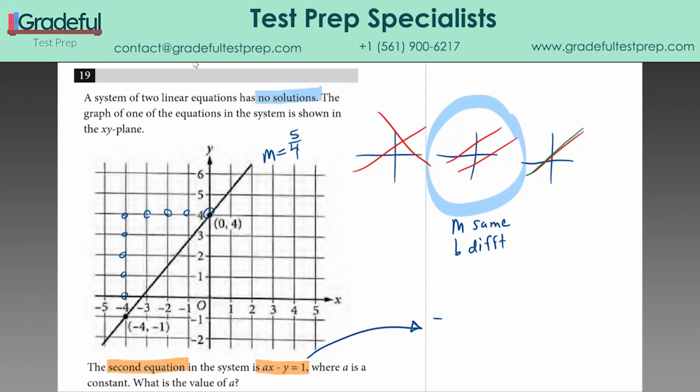So let's just go ahead and take away ax from both sides, and it would be negative ax plus 1. Now the instinct is to put the x before the number because we're talking about the format y equals mx plus b, so you want the x first. Divide them both by negative 1 and you'll get y equals positive ax minus 1. Now if the slope is 5 over 4 because it has to be parallel to the original given line, then that means that a is 5 over 4, and 5/4 is the answer to number 19.